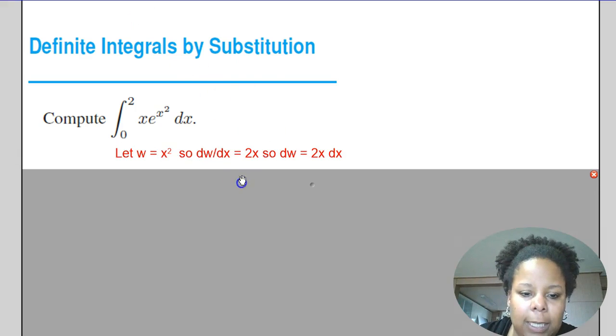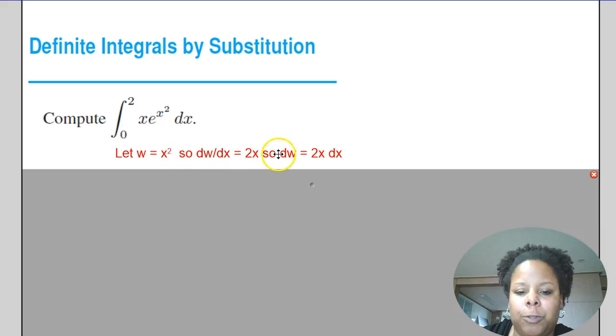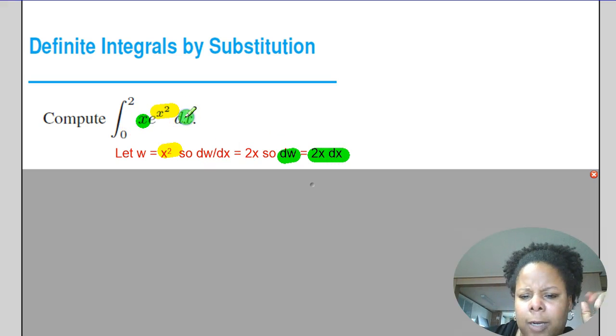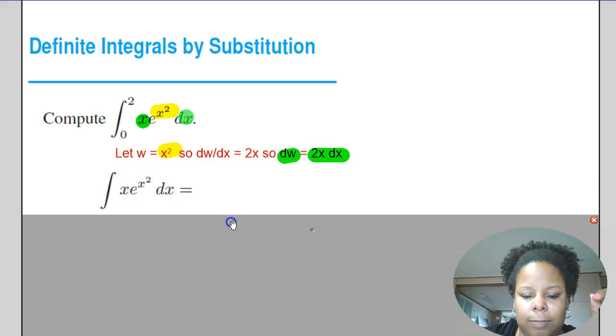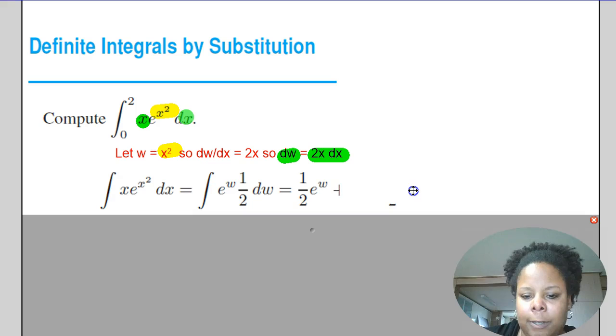As we can see here, let w be equal to x squared. So dw/dx is going to be equal to 2x. So dw is going to be equal to 2x dx. So here we have our x squared, and here we have our dw, 2x dx. But as you can see here, we have x dx, so that must mean we're going to have to put a 1/2 outside the integral just to make this work. That's what we do, and we end up with this answer, okay?